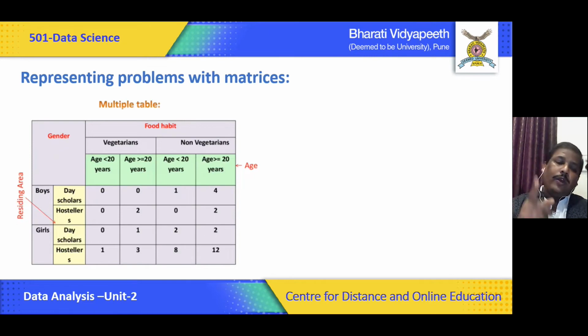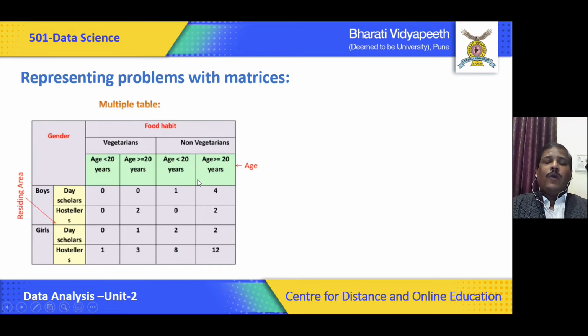So in the boys category you will have two different groups, day scholars and hostelers. Then in girls also we will have two categories. Now we can have another dimension over here, gender: boys and girls. In food habits we already have categorized data: less than 20, greater than or equal to 20.